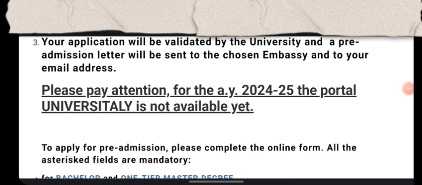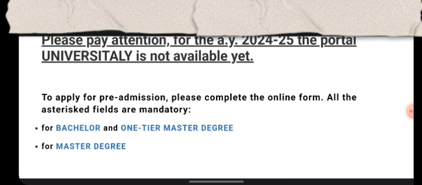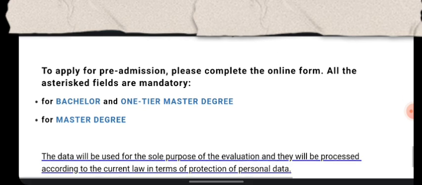Please pay attention: for the 2024-2025 portal, the Universitaly portal is not available yet, so you are not required to go there now and start what is not possible. Okay, so you want to make sure you keep checking the Universitaly portal, and at the time when the Universitaly portal opens for people who want to study in Italy in 2024, I will bring an update for you on this channel.